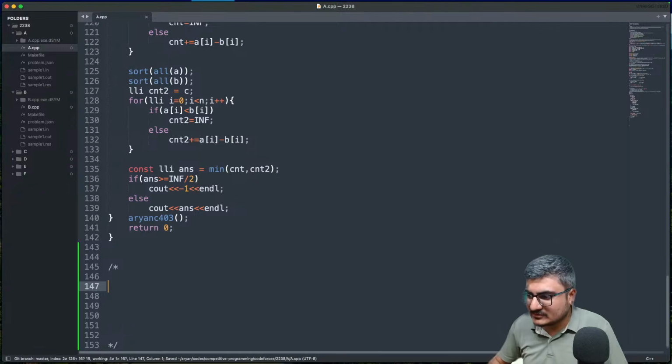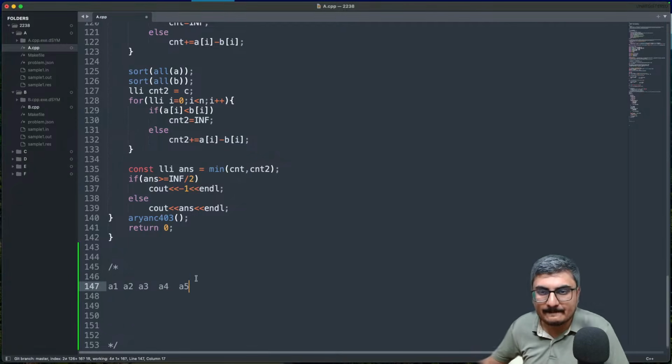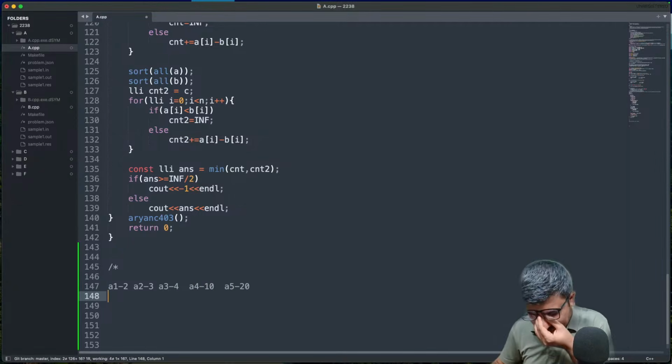So the idea is as follows. Let's say you have A1, A2, A3, A4, A5, and so on. Now we can first decide which elements to subtract and how much to subtract from each element. For example, -2, -3, -4, -10, and -20. Then let's say we reorder the elements, then subtract more, and then reorder again.